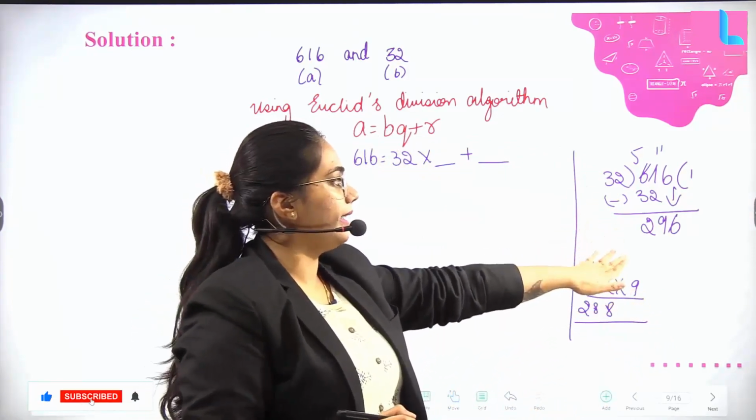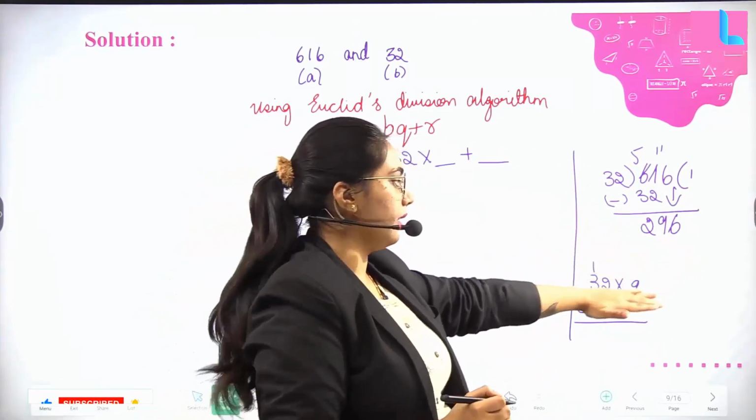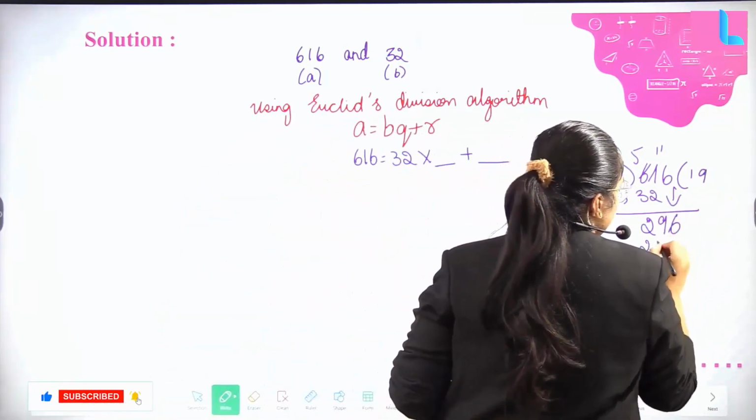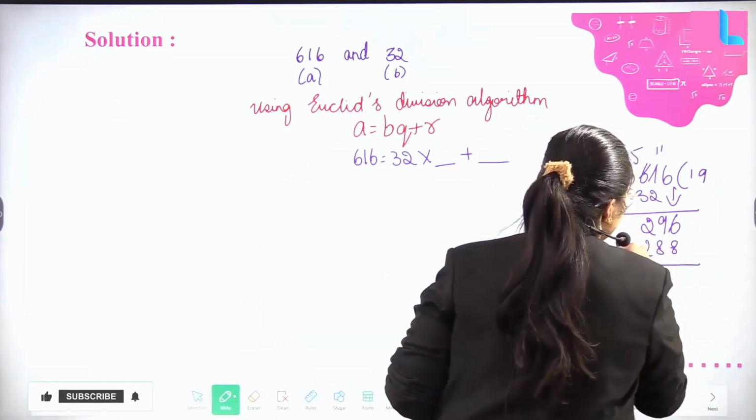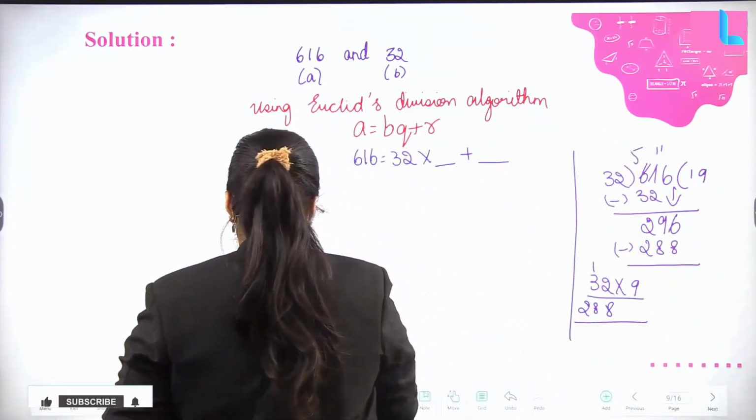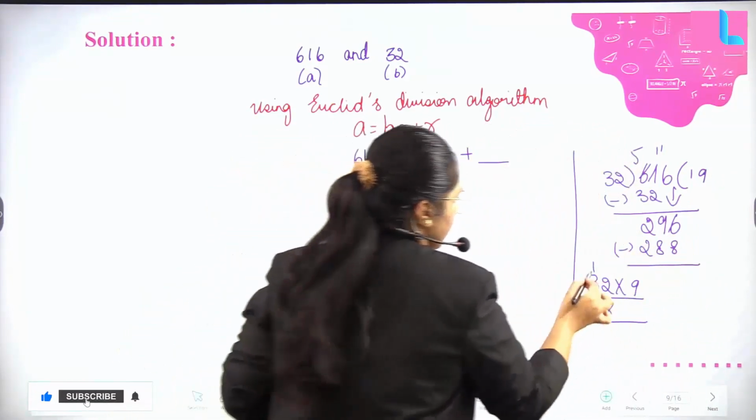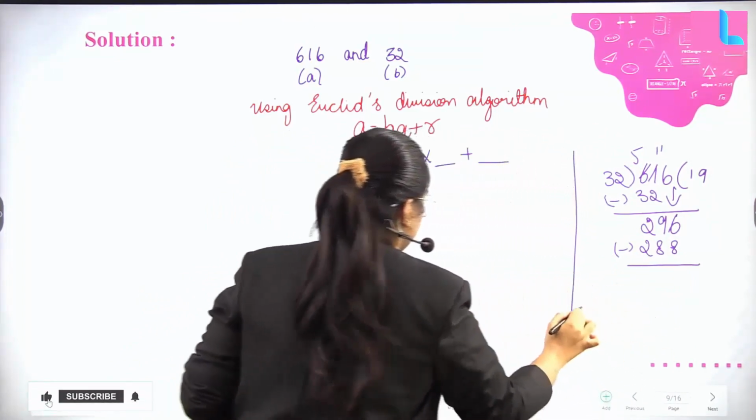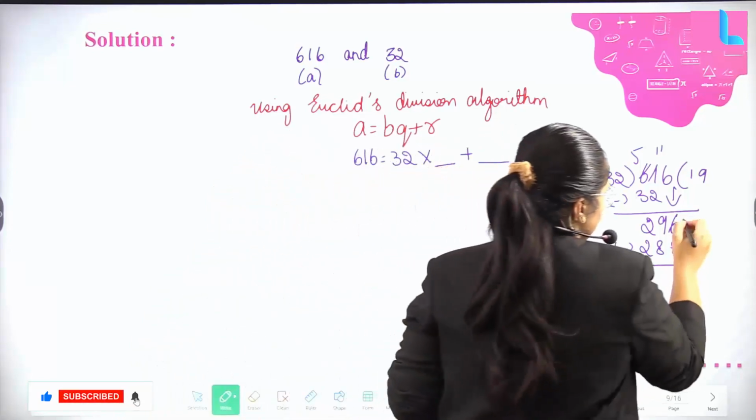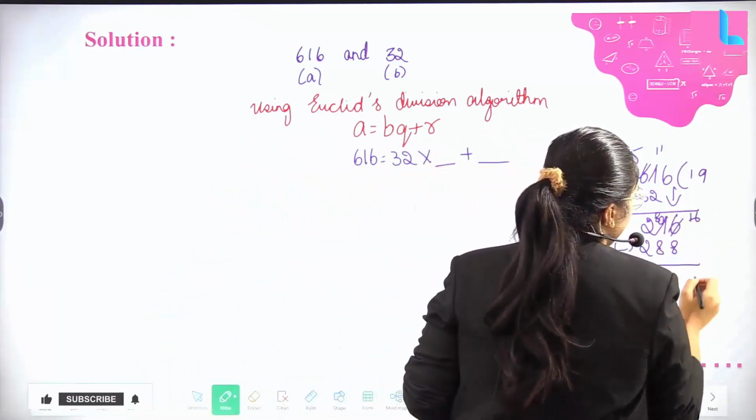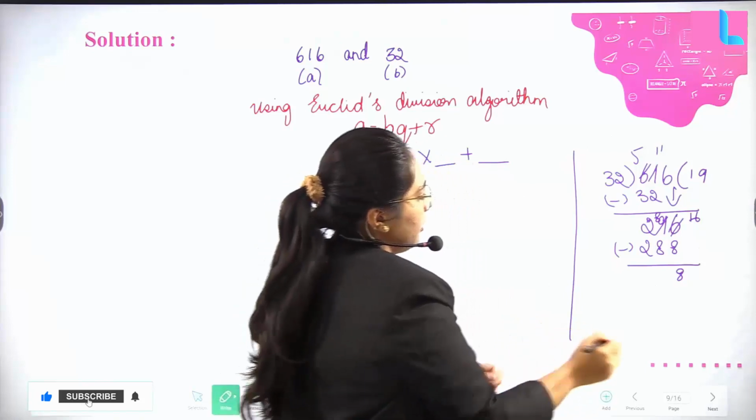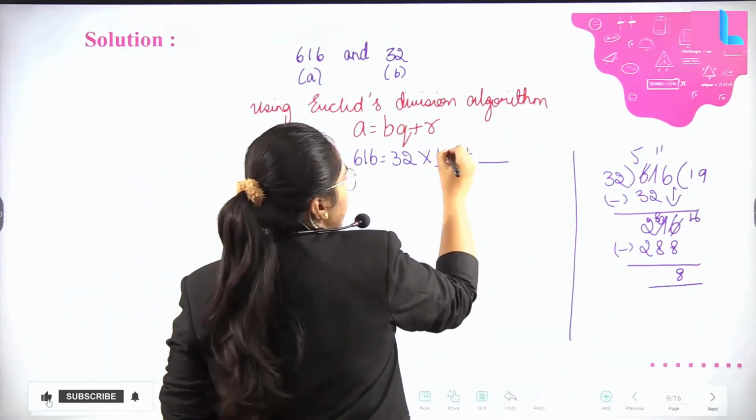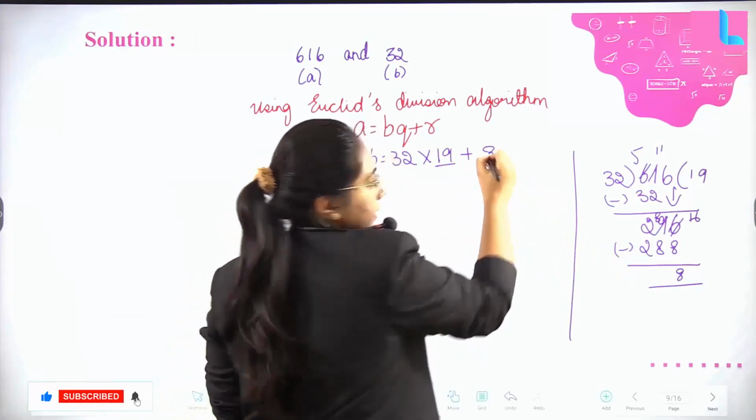10 times will become 320, which exceeds what we have to find. So 32 nine times is 288. Subtracting, we find 8 is the remainder. So 616 is equal to 32 into 19 plus the remainder 8.